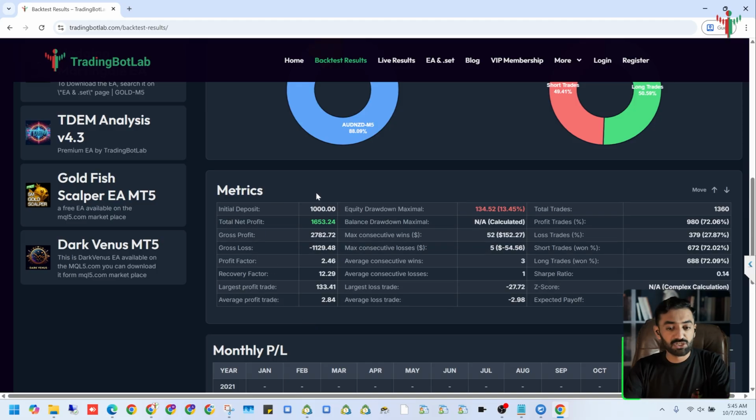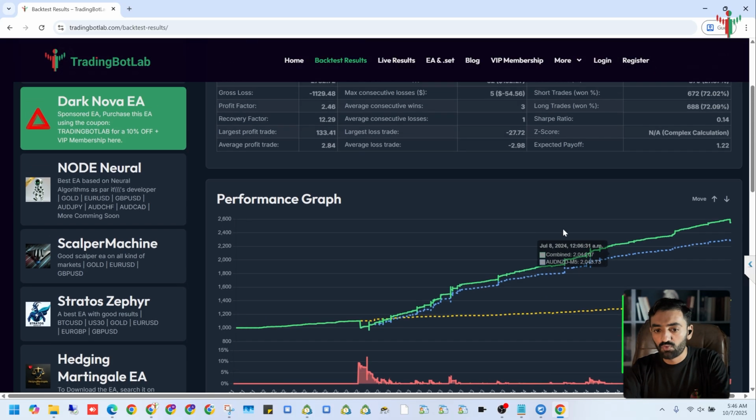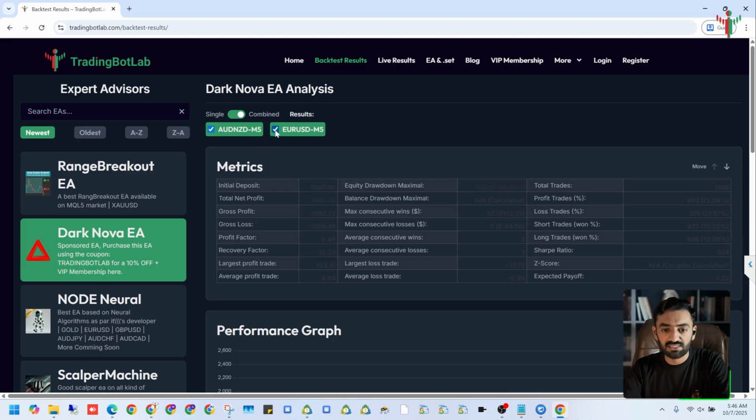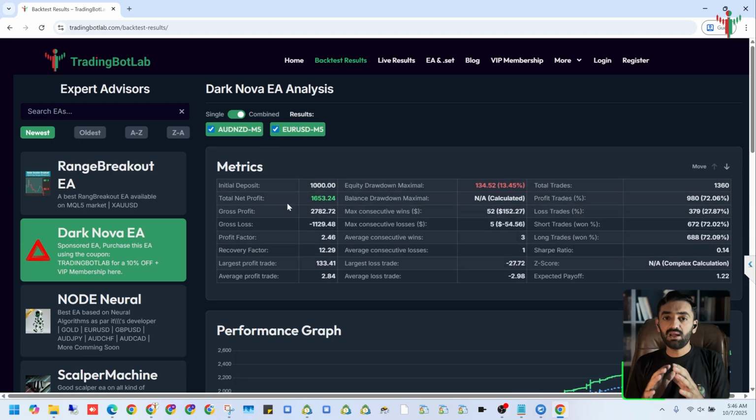As always, my initial deposit is $1,000 and the total net profit I made is $1,653. The combined drawdown of both pairs at a time is 134. So let me show you. If I select one, you can see the AUDNZD gave me a $63 drawdown, and if I select EURUSD, it increases. By combining all these results, we can get a clear idea of the strength of this EA.